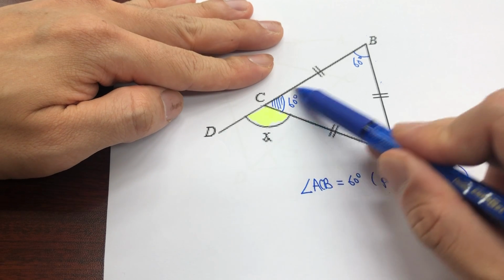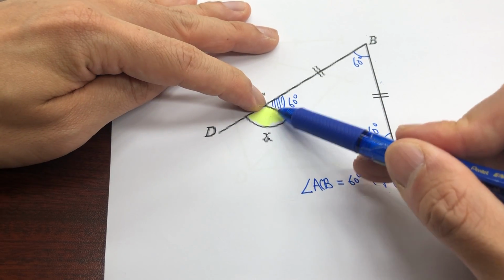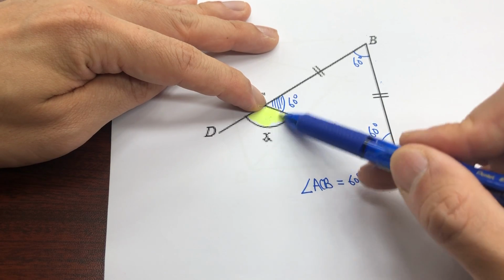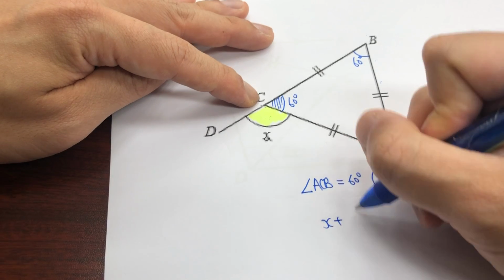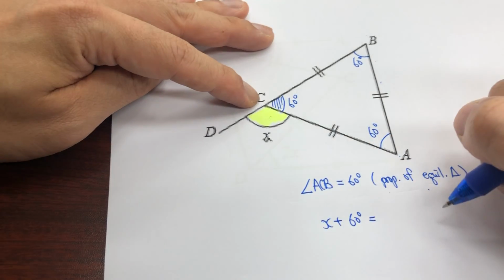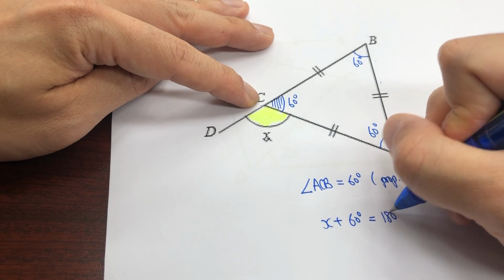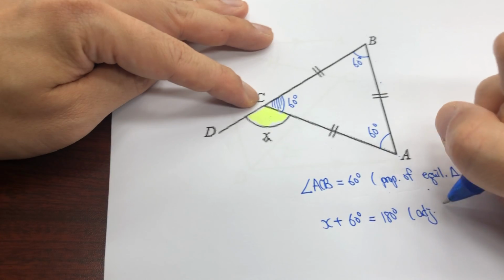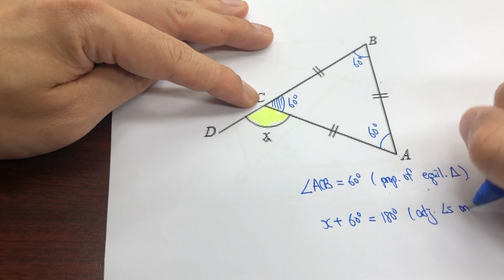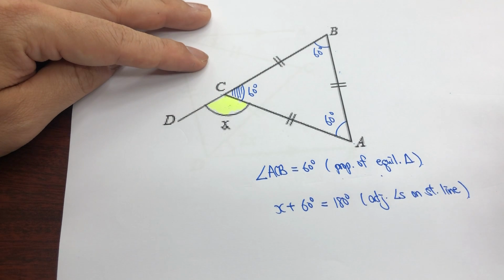BCD is a straight line, so when you combine these two angles, they will become a straight angle, right? So x plus 60, what is the size of a straight angle? 180, that's right. Reason? Adjacent angles on straight line.